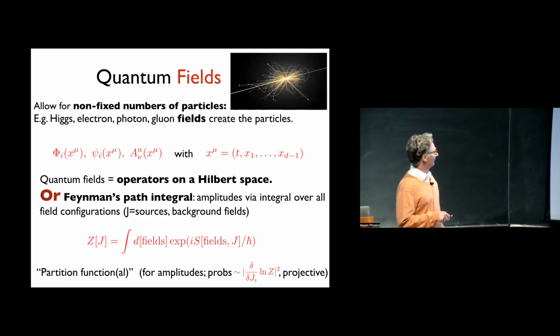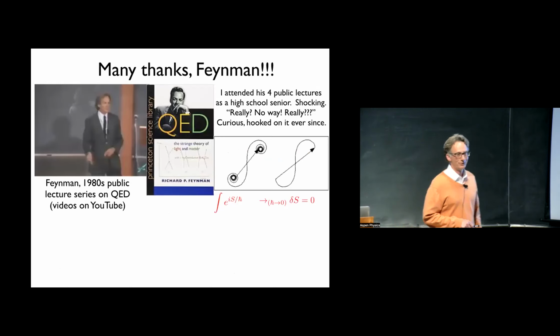Or another way to describe it is Feynman's path integral, where amplitudes are obtained by an integral over all field configurations. This is usually called the partition function or functional, where this J are some sources or background fields. And we integrate over the fields weighted by e to the i action over h bar. And it's a little confusing to call it a partition function because actually we always take the absolute value squared to compute probabilities. And so I really love the Feynman path integral and wanted to thank Feynman for it.